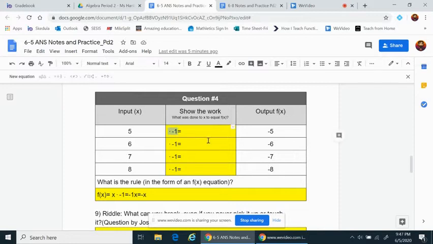So if you go back to your integer rules, remember that a positive, so positive 5 times a negative would equal a negative. That was kind of the clue that would tell you that it was a -1 that was multiplying by. So 5 times -1 equals -5. 6 times -1 equals -6. 7 times -1 equals -7, and 8 times -1 equals -8.